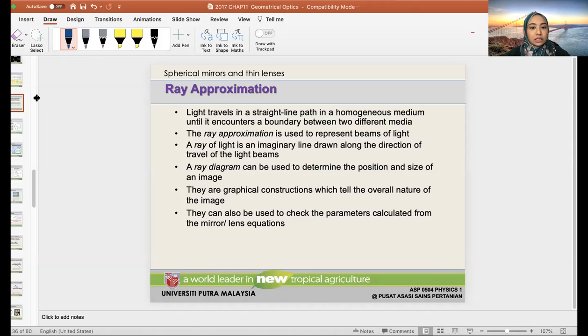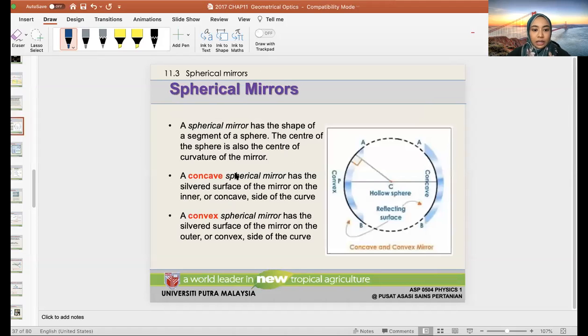So light travels in a straight line. We know this. It does not move in zigzag or squiggly lines. It moves in a straight line in a homogeneous medium until it encounters a boundary. Likewise, the ray approximation is used to represent beams of light. Boring to read. Next. Okay, a concave spherical mirror has a silvered surface on the mirror.